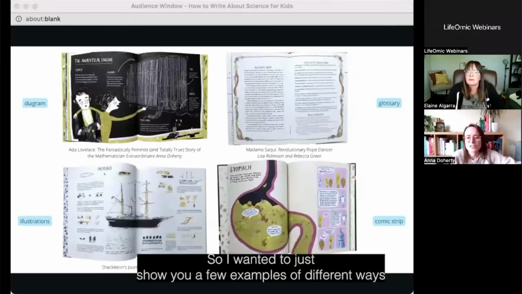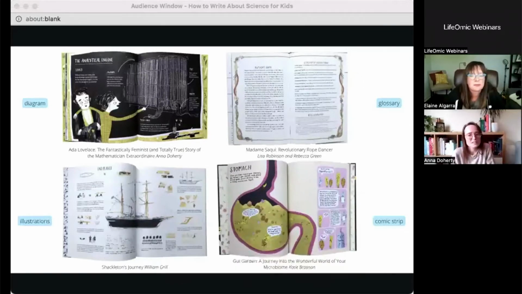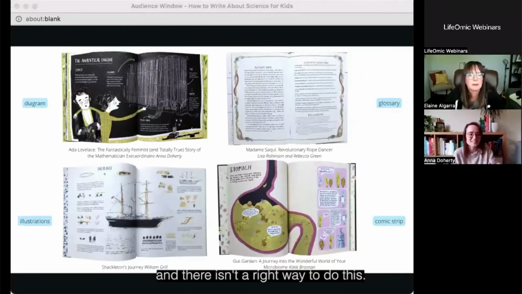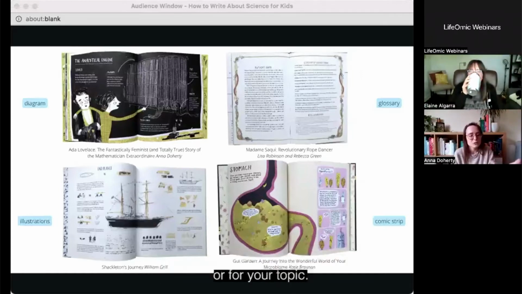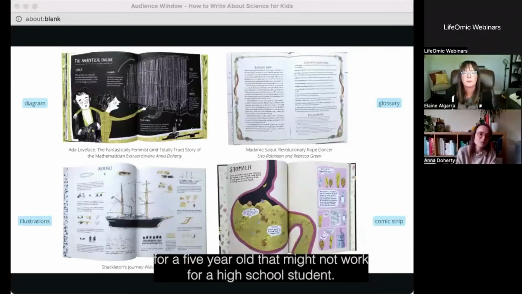So I wanted to just show you a few examples of different ways that different books I just had on my shelf dealt with new words. As we said before, there isn't a wrong way and there isn't a right way to do this. It will just depend on how you work, what you think works best for your writing or for your topic, and also for the audience that you're aiming for, because something might work for a 5-year-old that might not work for a high school student.